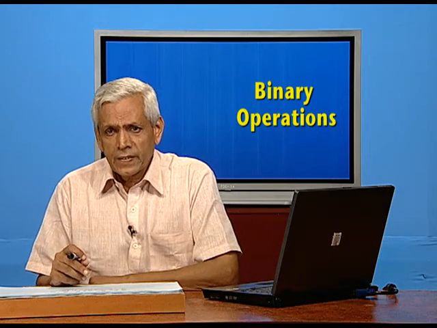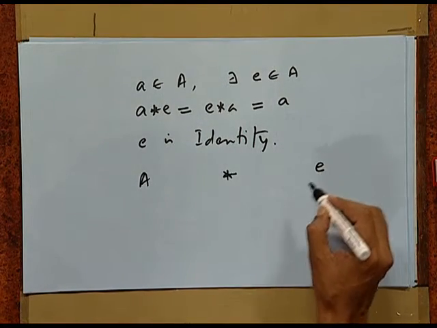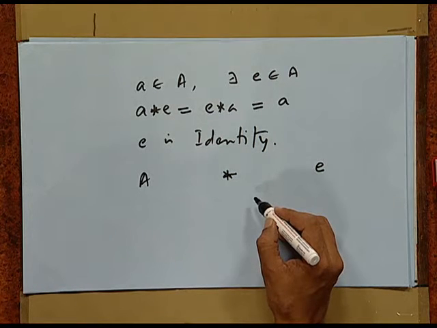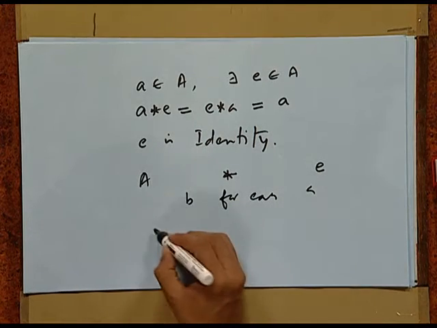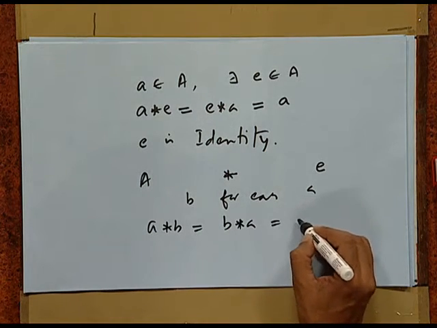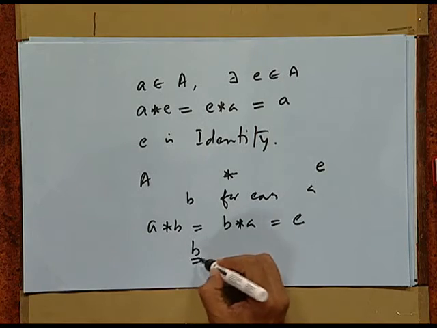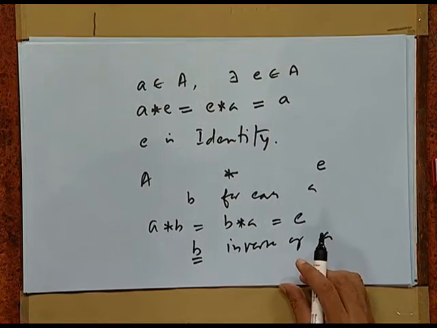Similarly, we have one more case known as inverse of an element. For instance, we have a set with an operation star with identity e. If we can find an element b for each a such that a star b is equal to b star a is equal to e, then this b is called inverse of a, and whenever b exists, we say a is invertible.